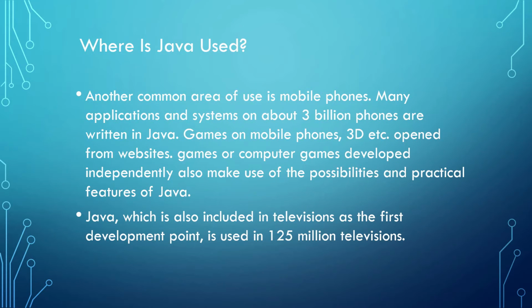Where is Java used? Another common area of use is mobile phones. Many applications and systems on about 3 billion phones are written in Java. Games on mobile phones, 3D, etc. Games opened from websites or computer games developed independently also make use of the possibilities and practical features of Java. Java, which is also included in televisions as the first development point, is used in 125 million televisions.